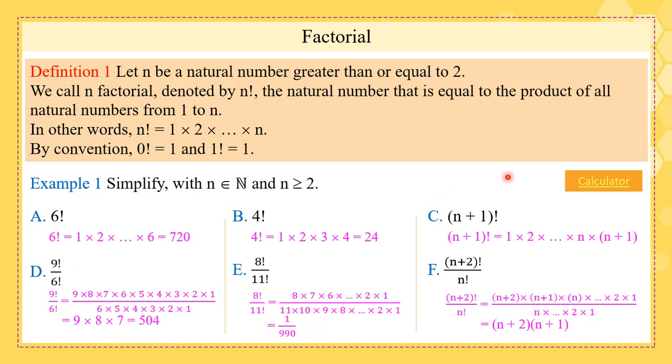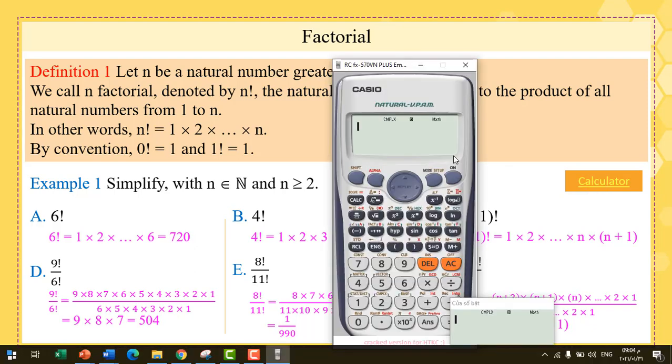Well, the factorial could be calculated using the calculator, and this is what we will see now. This is the calculator. And if I want to talk about, let's say, 6 factorial, I just press on 6 and then shift and this button to get 6 factorial, and this is equal to 720, as you see. Let's say I want to talk about 9 factorial over 6 factorial. This is the fraction. I press on 9 factorial over 6 factorial, and this is what we get.